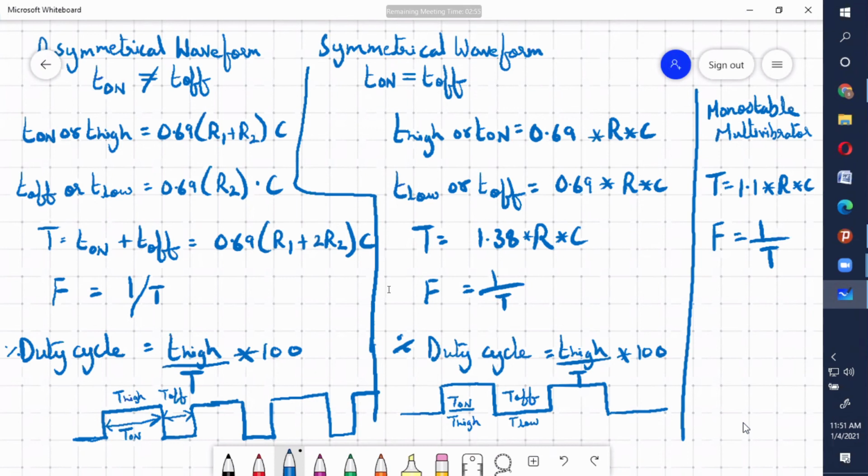Shall we go for the problems? In astable, we have both symmetrical and asymmetrical. Asymmetrical means on and off are different sizes, whereas symmetrical means on and off are of the same size or same width. Clear, students?